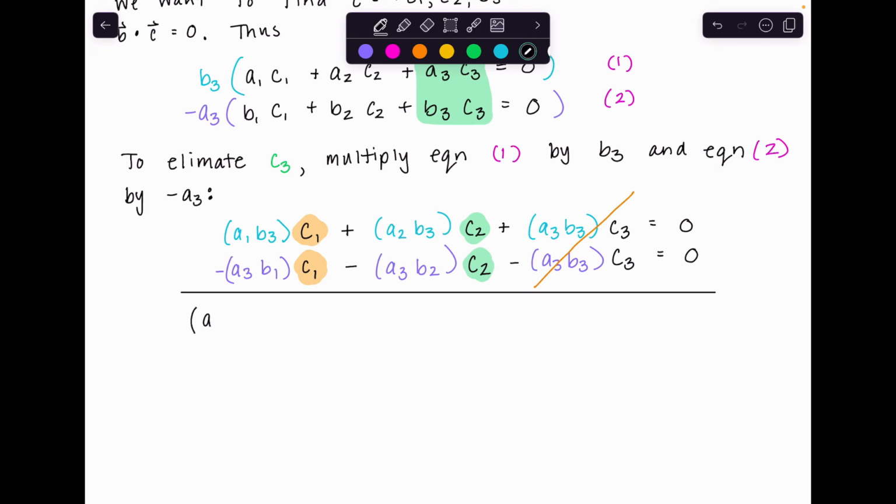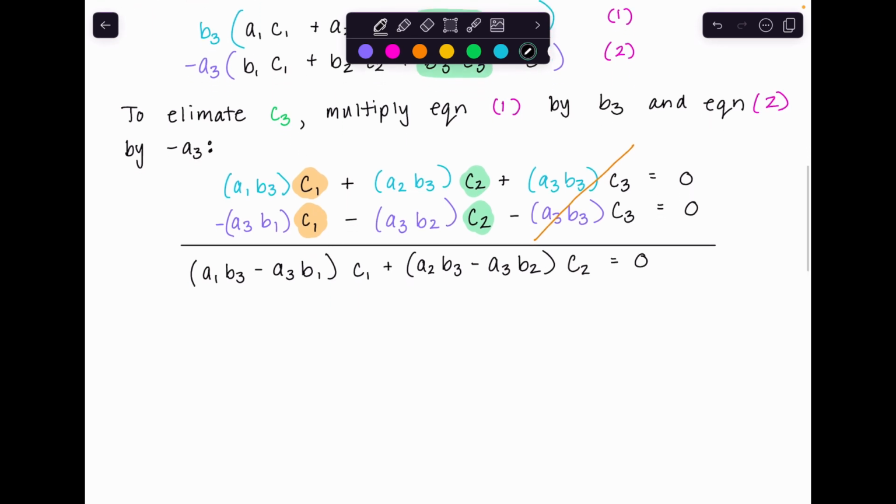This is going to be A1, B3 minus A3, B1 attached to C1. And then for the second one, this is going to be A2, B3 minus A3, B2 attached to C2. And that's equal to 0. Okay.